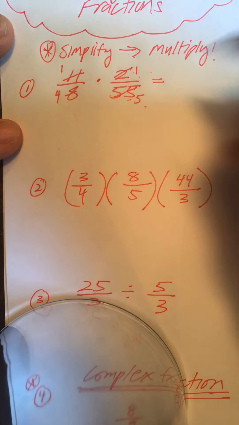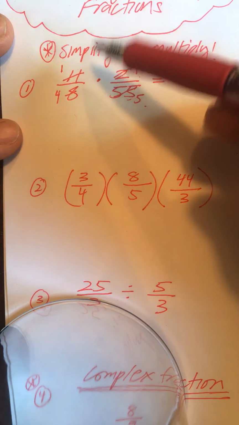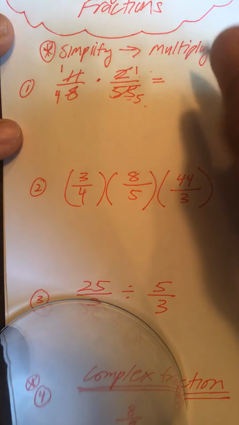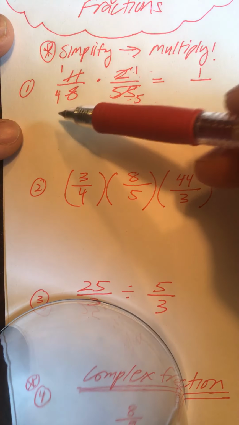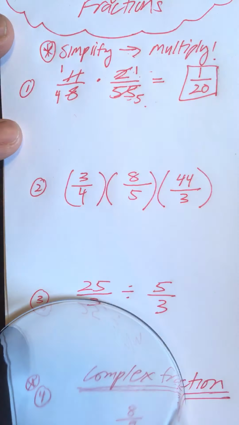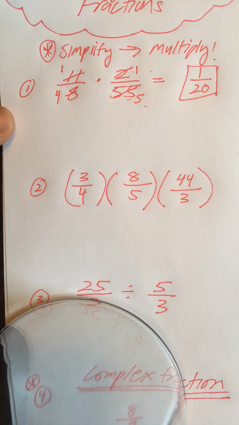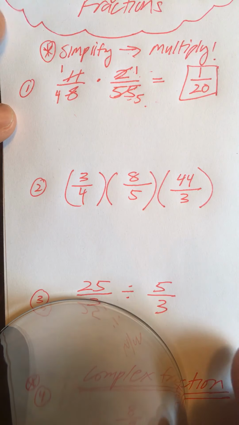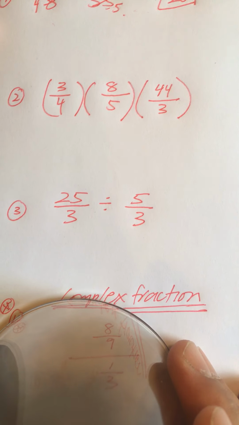So now we multiply. The rule is we multiply across the top. 1 times 1 is 1. We multiply across the bottom. 4 times 5 is 20. So 1 over 20 is our final answer. And that is in lowest terms, and we are done. Okay, so let's keep moving on to some other examples.